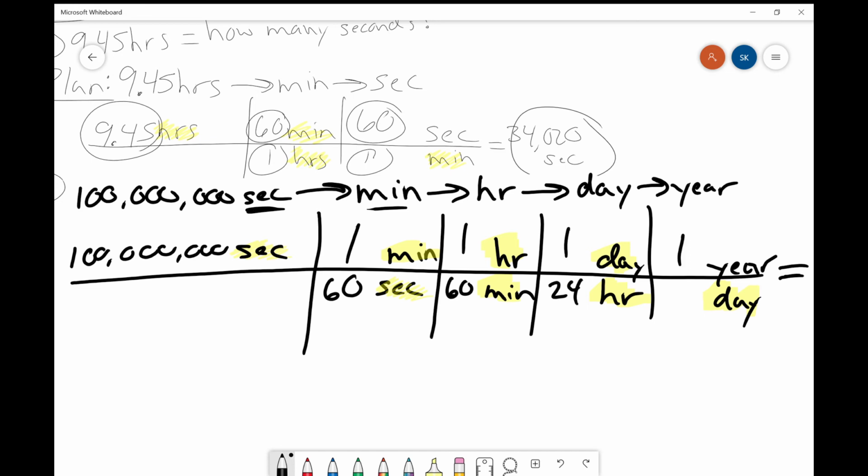The last one is 1 year is equivalent to roughly 365.25 days if you account for leap year. It's around there, plus or minus a little bit.